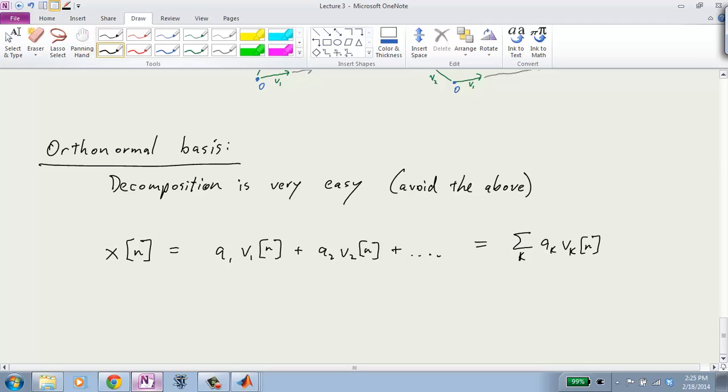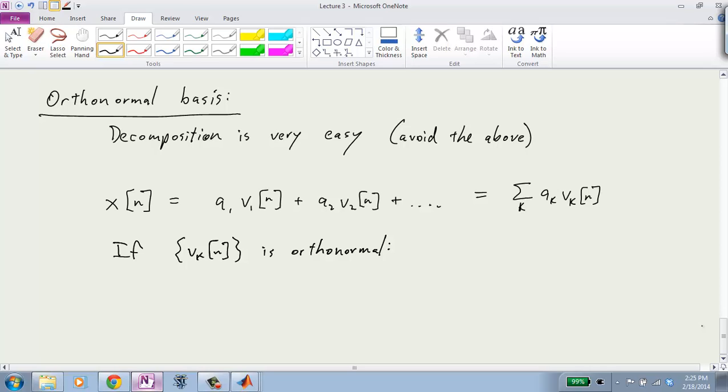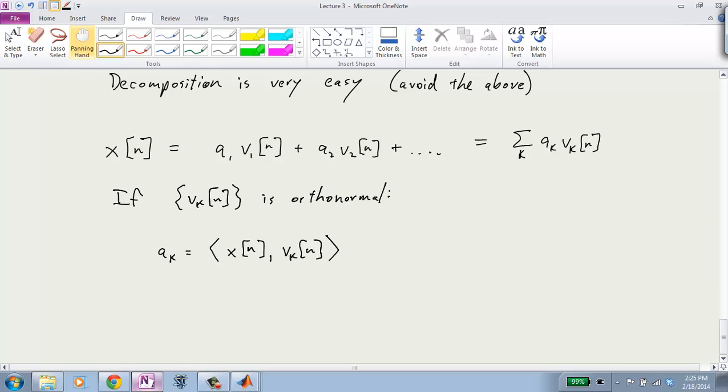Now, if the set of v_k's is orthonormal, then it turns out it's very straightforward to figure out what the a's are. a_k just equals the inner product of x of n with v_k. Remember, the definition of orthonormal required that we had some inner product. So whatever inner product you use to show that they're orthonormal, that's the same inner product you should use here to find the a_k's.